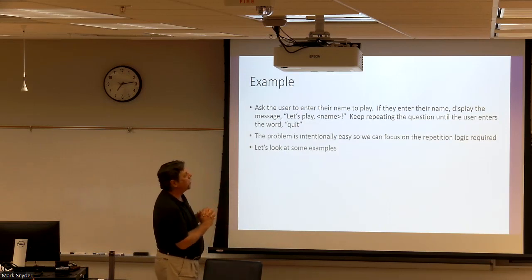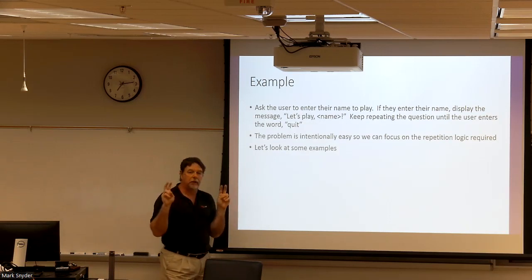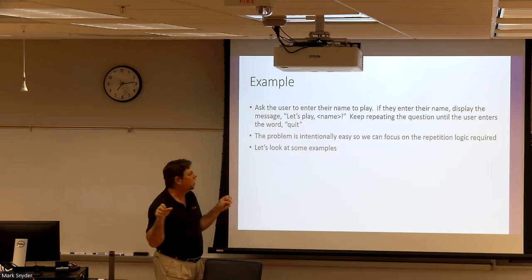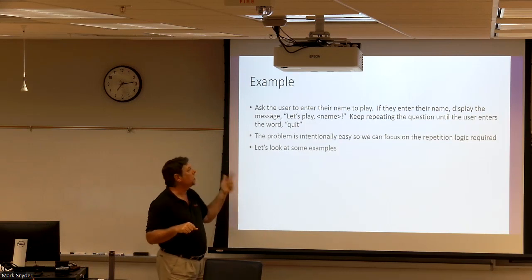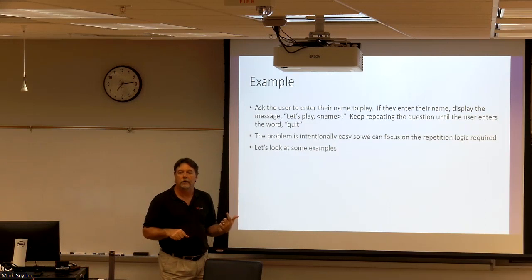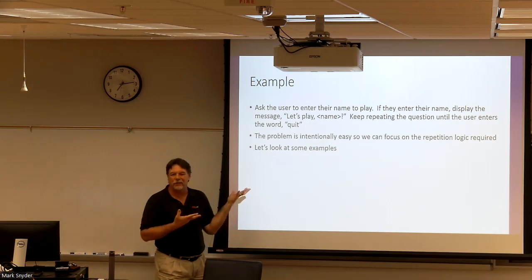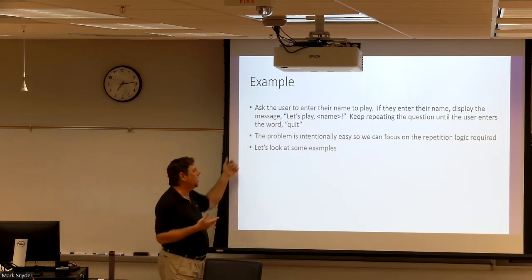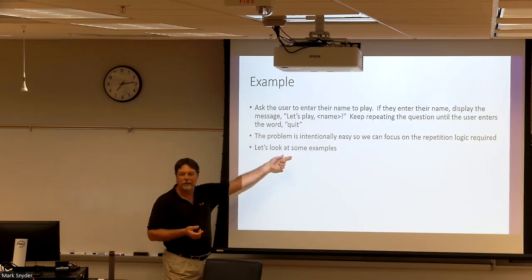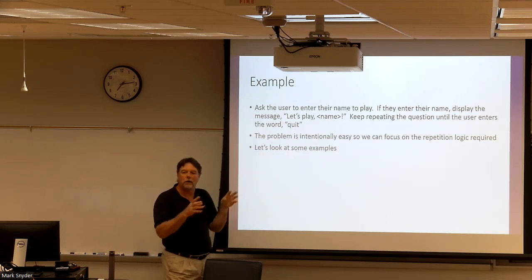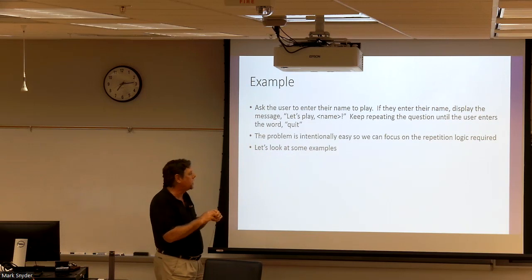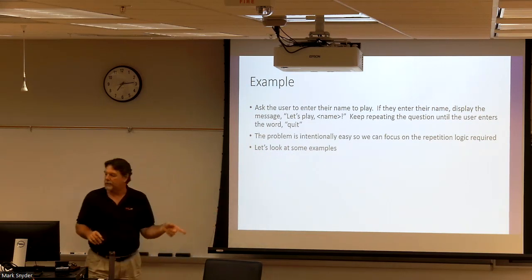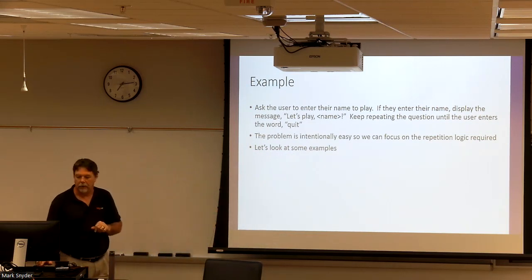Ask the user to enter their name to play. If they enter their name, display the message, let's play, and their name. Keep repeating the question until the user enters the word quit. Now, that's not a very interesting problem, right? But I'm keeping it intentionally easy and focusing on the loop part, not what we're doing inside the loop on purpose. So let's look at some examples of how we would implement that.